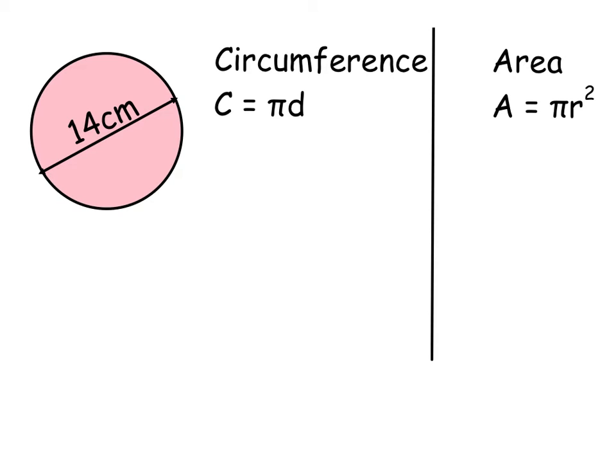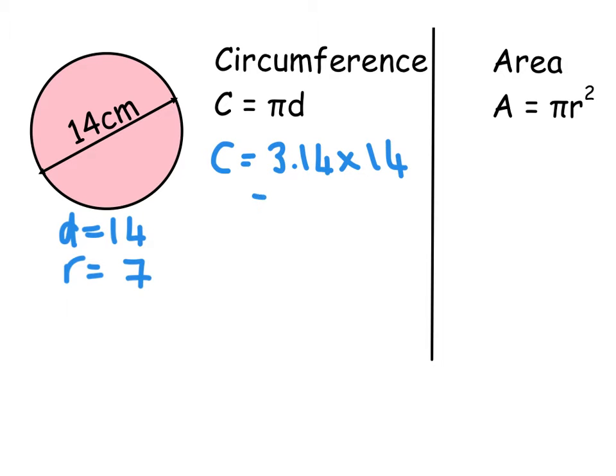So on my circle here, we know the diameter is 14, and we know that makes the radius half of that, which is 7. Our first formula wants the diameter. So to do the circumference, we're simply doing 3.14 times 14. And when you do that in your calculator, you get 43.96. Now your circumference is just a length, like putting a bit of string around it, so your units are centimetres.